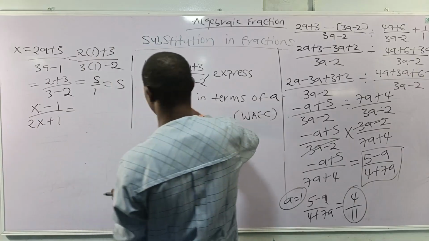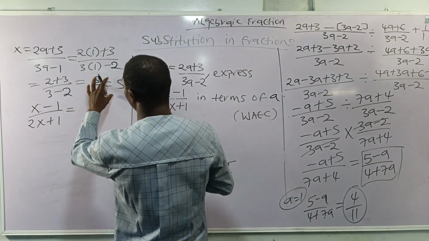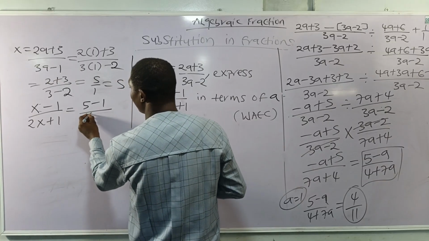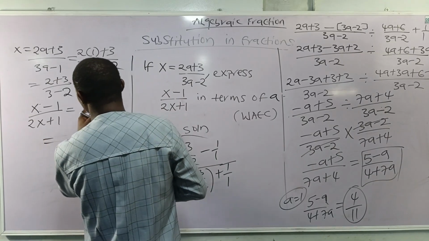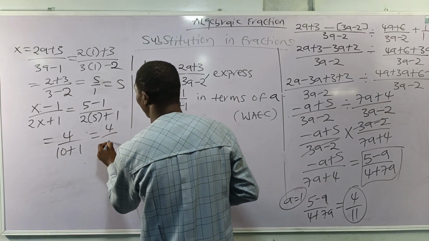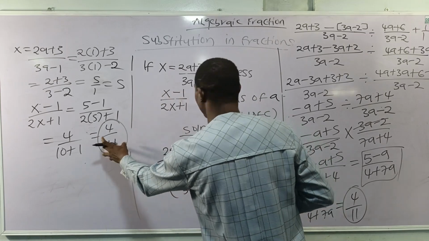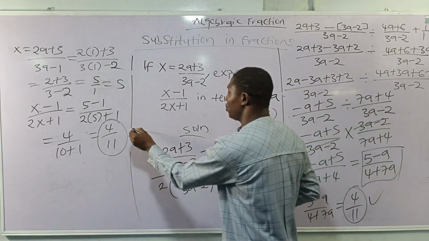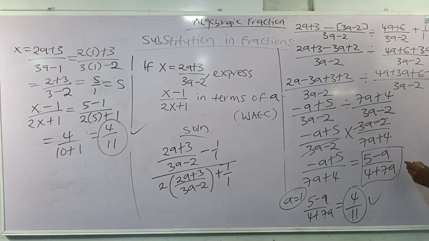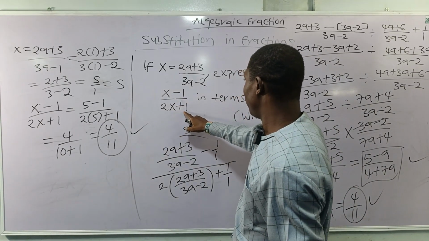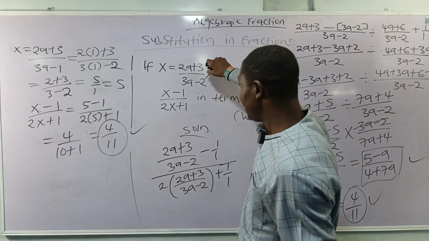So we have this as x minus 1 all over 2x plus 1 to give me the value. The value of x now is 5. So we have 5 minus 1 all over 2 bracket 5 plus 1. So we have 5 minus 1, 4, all over 2 times 5, 10 plus 1, giving me 4 all over 11. So you see that this, which equals this, is equivalent to our final answer, which is 4 all over 11. So we simply get it right that 5 minus A all over 4 plus 7A is the value when we express x minus 1 over 2x plus 1 in terms of A, taking x as this.